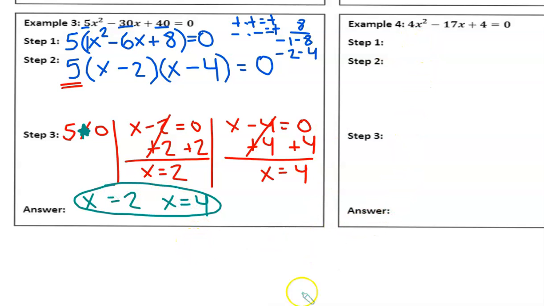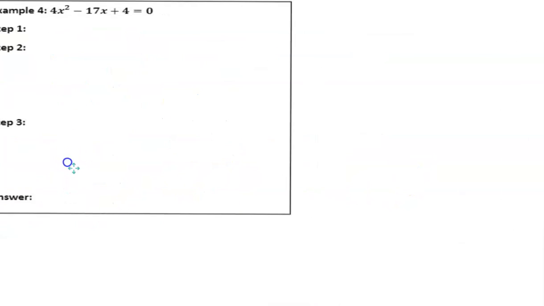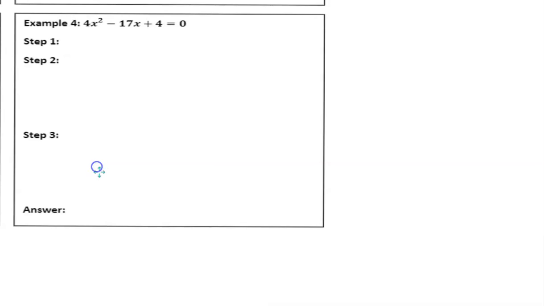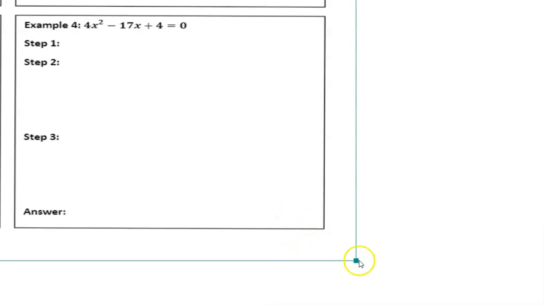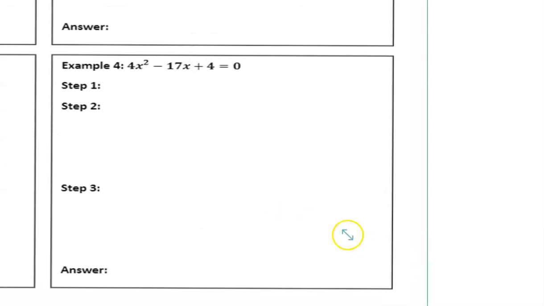Okay, let's try example 4, our last one before you can practice this thing. Woo, hello. Okay, let's see if I can, I can make it even bigger. All right.